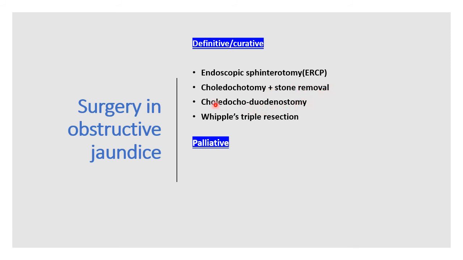In patients where the stone is impacted at the lower end of the CBD and unable to be retrieved from above, a choledochoduodenostomy can be done, that is a bypass between the dilated proximal CBD and the duodenum beside it. This offers a reasonably good operation for draining the CBD. Then the Whipple's triple surgery or triple resection is a very major operation, which can be used as a curative surgery for patients with early carcinoma of the head of the pancreas, as well as periampullary tumors.